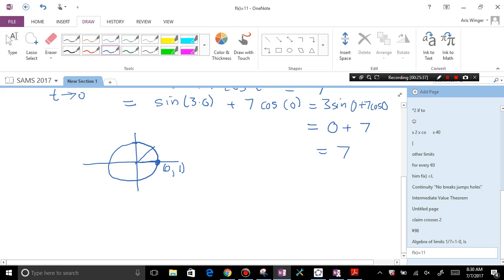And the sine is the... Okay, this is good. Now, what coordinate is this, by the way? Thank you. It's 1, 0, right? And the sine is the what? The y coordinate. The sine is the y coordinate, and so the sine of 0 is 0. The cosine of 0, therefore, is 1, and 7 times that is 7. Okay.